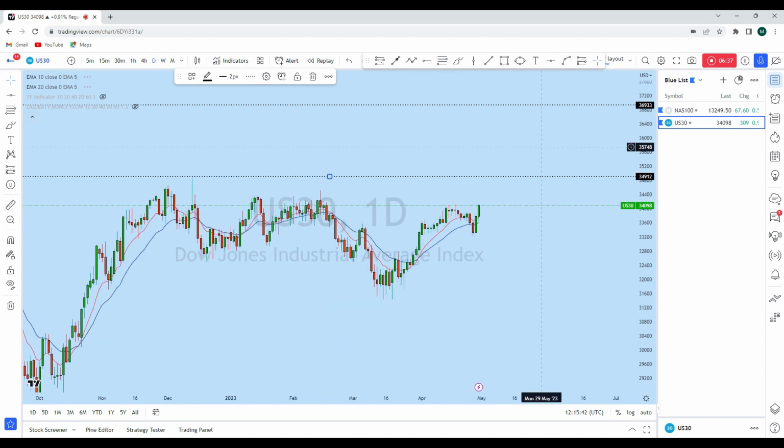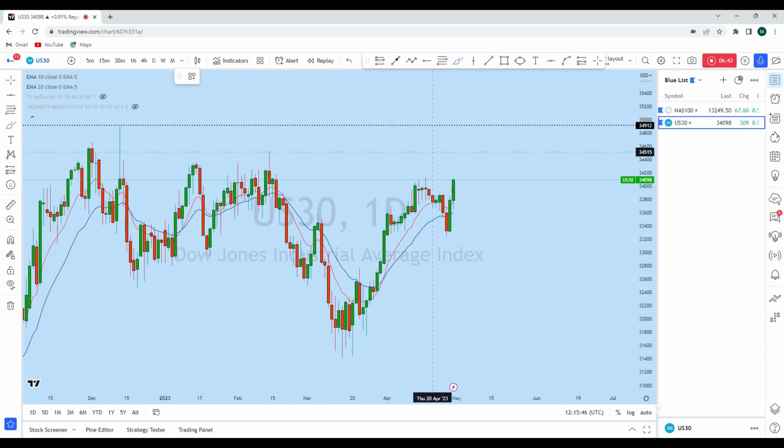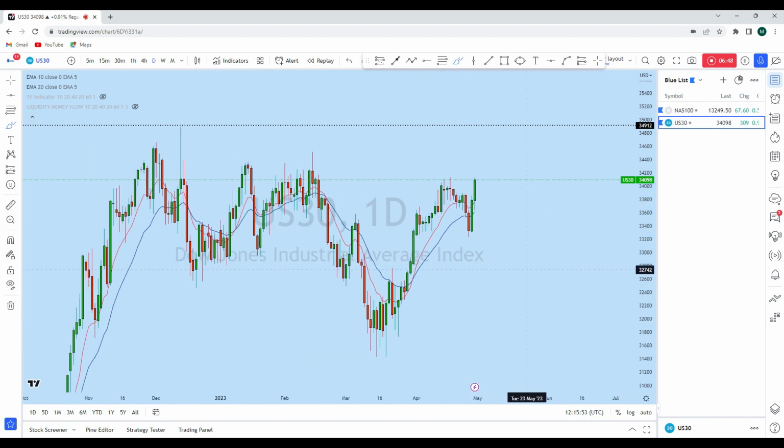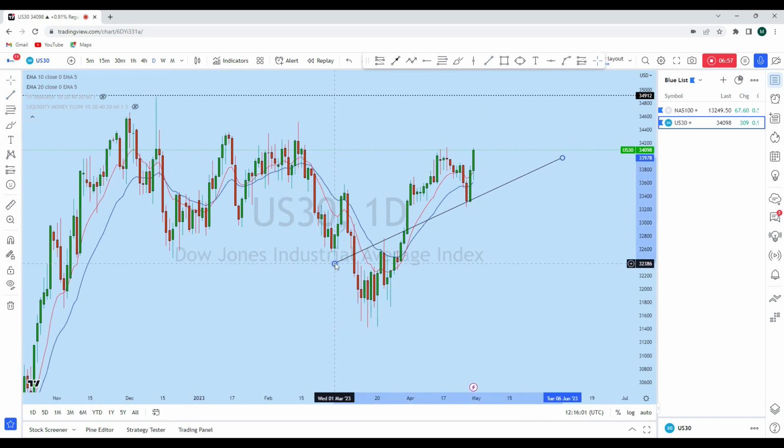If we look at the daily, we can see that from the daily perspective as well, there was an impulse, correction, impulse. Finally the market has broken the local market structure, and with that breakout, what I think is that US30 might be forming a channel in the future that could take this market in that direction.